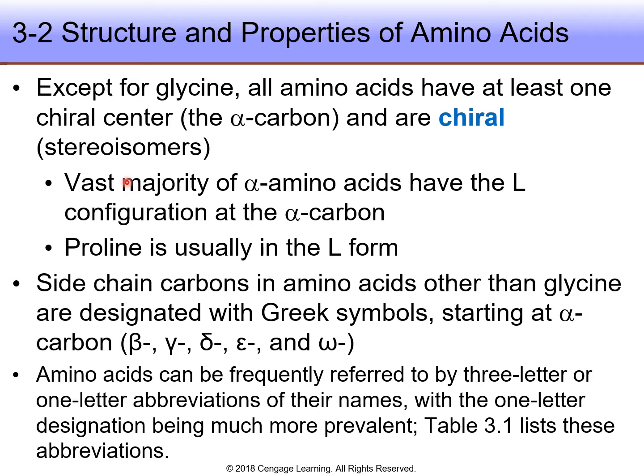Now, structure and properties of amino acids. Except for glycine, all amino acids have at least one chiral center, the alpha carbon, and are chiral stereoisomers. The vast majority of alpha amino acids have the L configuration at the alpha carbon.